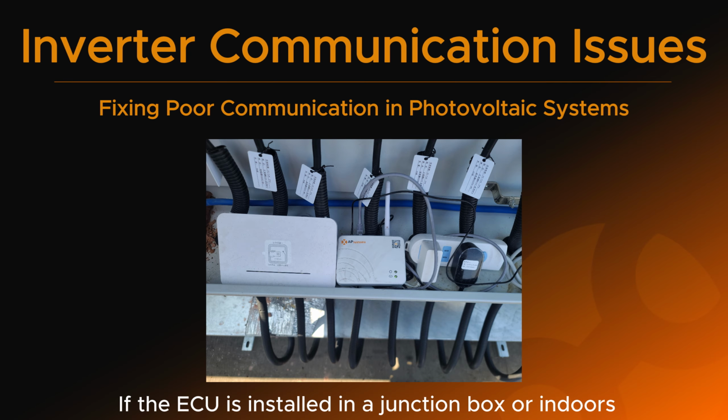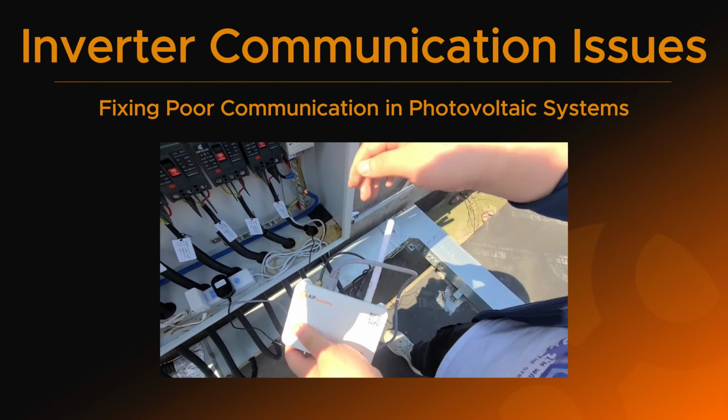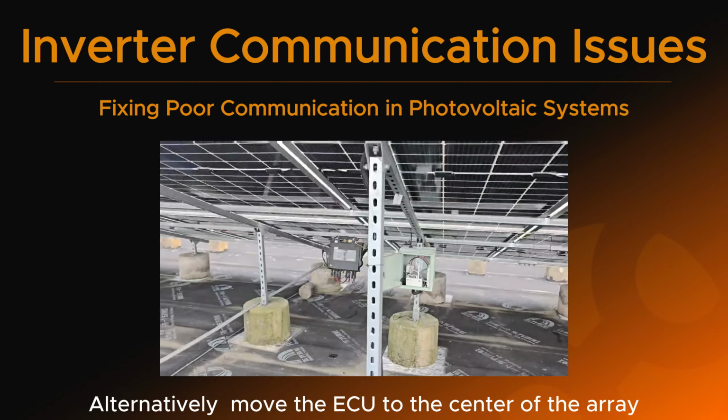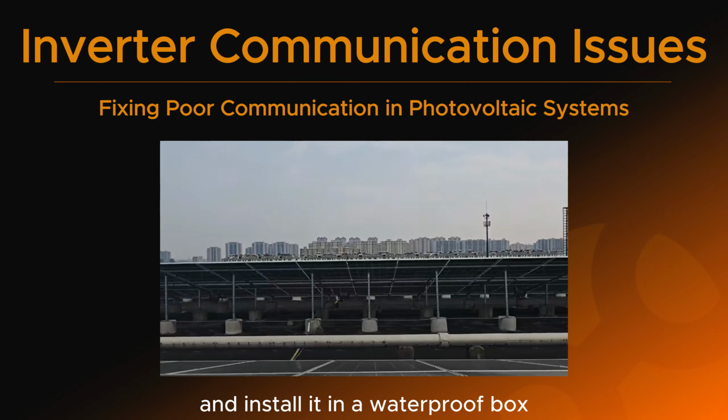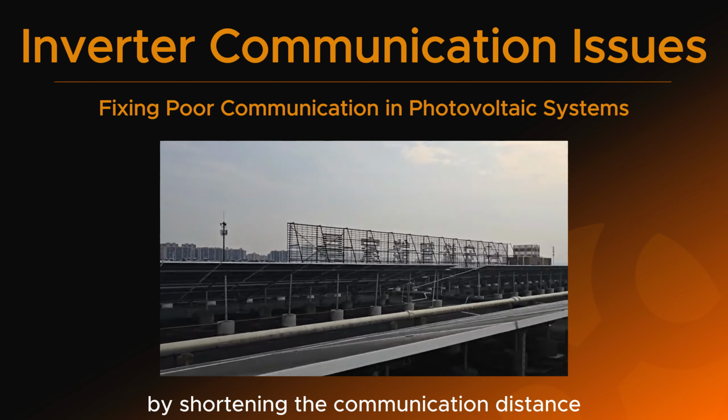If the ECU is installed in a junction box or indoors, consider using an extended antenna and mounting it outdoors to reduce signal loss caused by walls and the metal junction box. Alternatively, move the ECU to the center of the array and install it in a waterproof box, which will improve communication by shortening the communication distance.